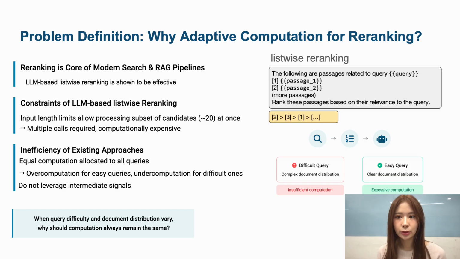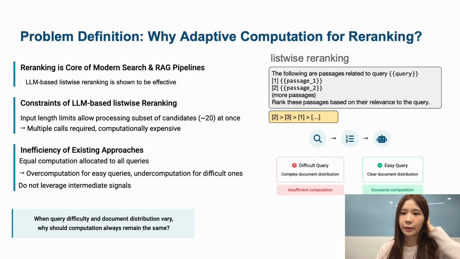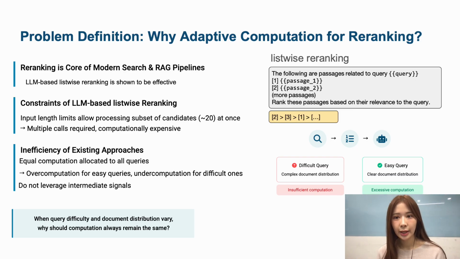Re-ranking is central to modern search and RAG pipelines, but LLM list-wise re-ranking, which is done by prompting the language model to reorder given passages based on the relevancy to the given query, is expensive and constrained by input length. On doing so, existing approaches are limited to allocate the same compute to every query, which leads to overcomputing on easy ones and undercomputing on hard ones, and fails to leverage the intermediate signals.